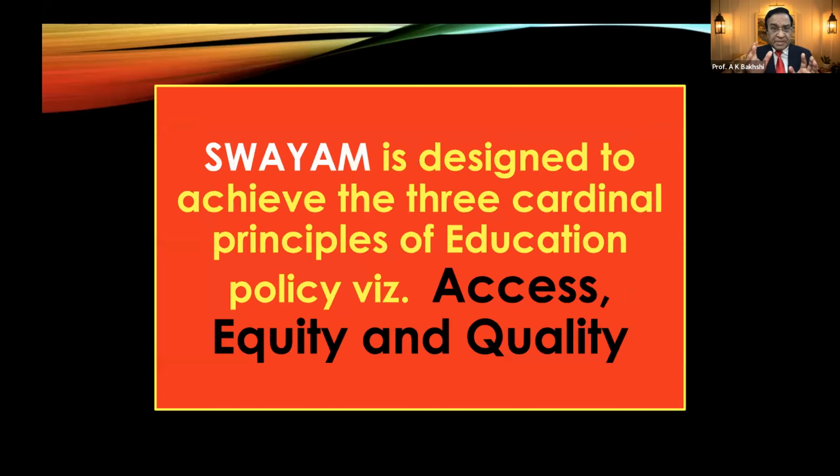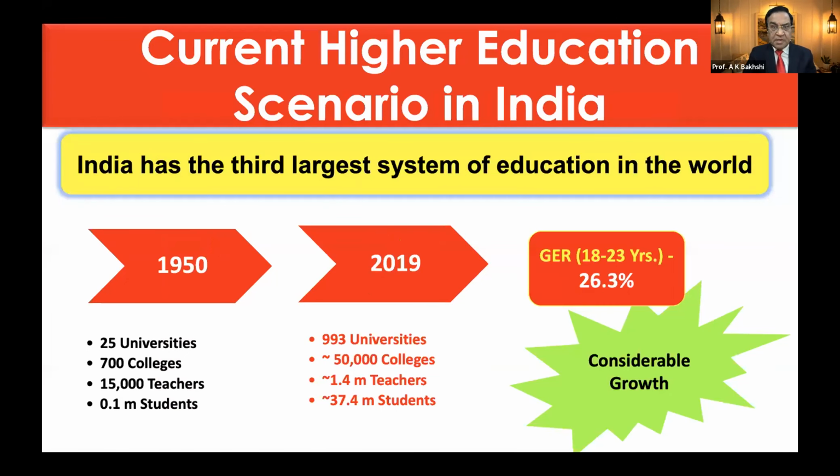And SWAYAM is one platform which has been designed to achieve the three cardinal principles of education policy. What are those principles? Access, equity, and quality. Because it's the Government of India's initiative, we help in achieving these three principles. You know how it helps. Look at this. If you look at the current higher education scenario in India, India has the third largest system of education in the world.